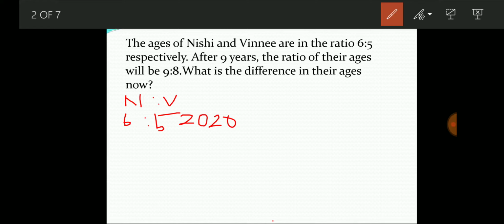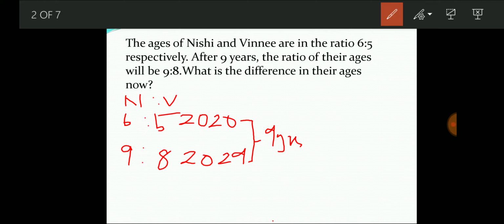So let's assume the age of Nishi and Vinnee was 6 and 5 in 2020. After 9 years, which is 2029, the ratio of their ages becomes 9:8. So 6 becomes 9, 5 becomes 8, but it is in the span of 9 years. That is, there is an increase of 6 to 9, that is 3 parts, and 5 to 8, that's also a 3 parts increase.